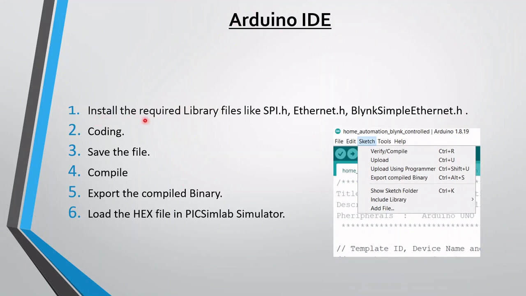The next topic is Arduino IDE. Here, first we install the required library files like spi.h, ethernet.h, blink simple ethernet.h. Then we code the required part and then save the file. Then we compile it. Then we export the compiled binary, and then we load the hex file in Picsimlab simulator. So then our project will work.